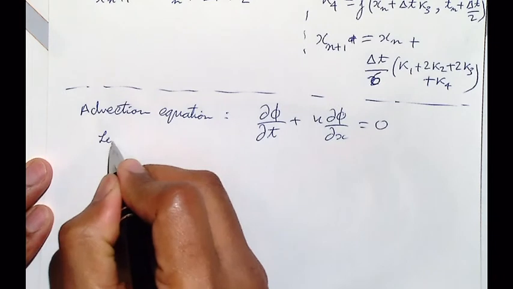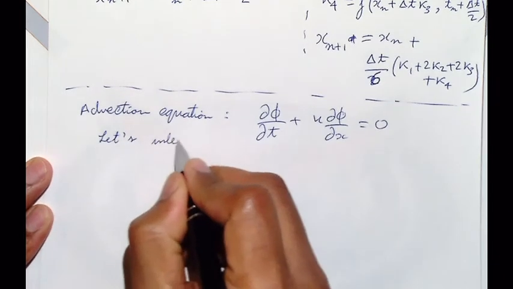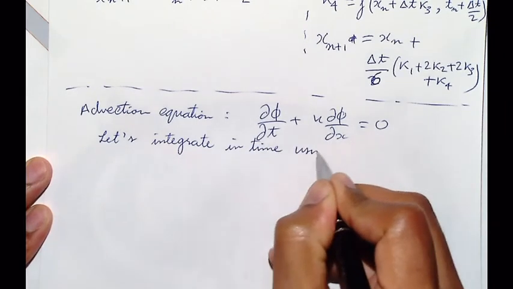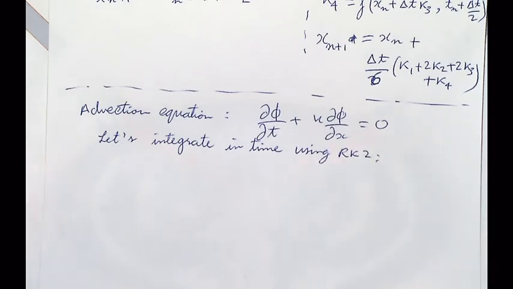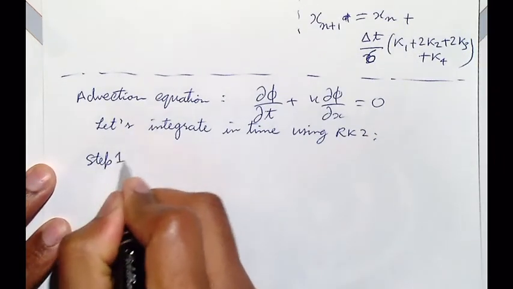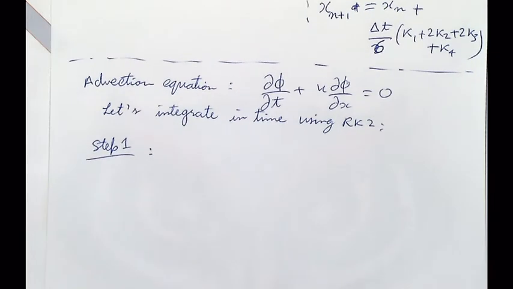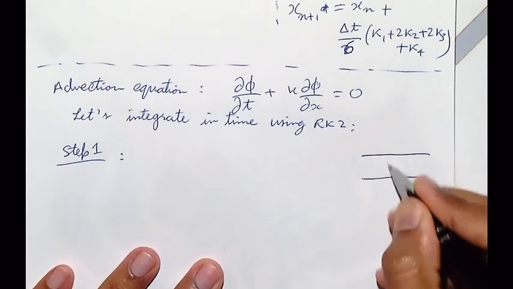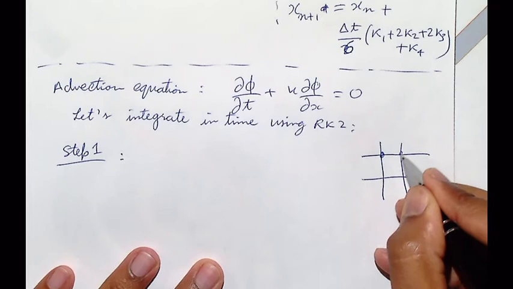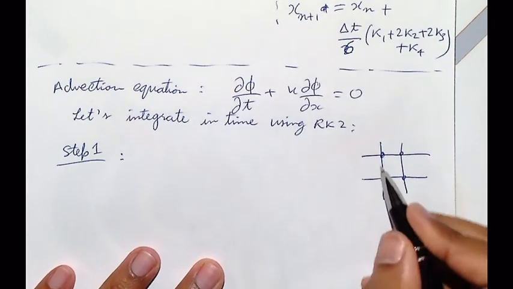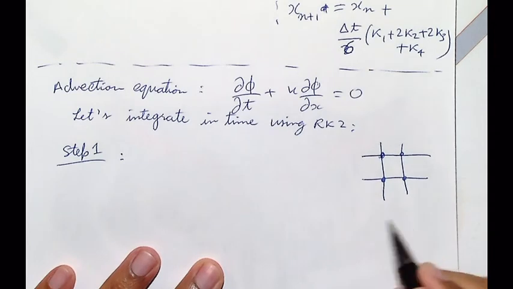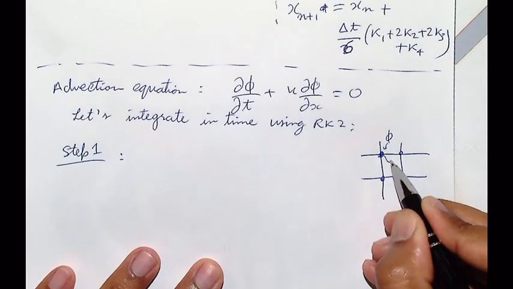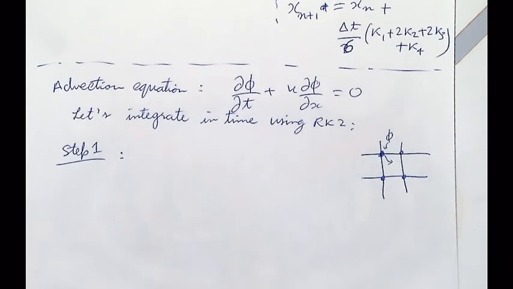So let's integrate in time using RK2. All right, so step 1. And just to make this conceptually clear in all our heads, this is just a 2D grid, and I know the x, y coordinates of each grid point. I know the phi at each grid point, and I'm just trying to trace this particle forward or backward. Right? That's what advection is.